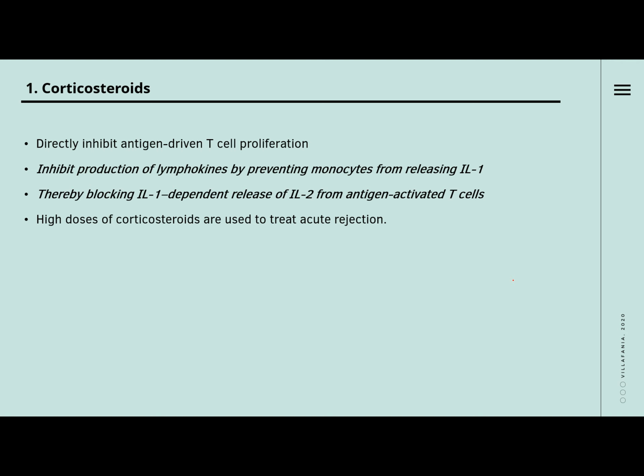An example of immunosuppressive agents class is your corticosteroids. Corticosteroids would inhibit antigen-driven T cell proliferation, inhibit production of lymphokines by preventing monocytes from releasing interleukin 1, thereby blocking interleukin 1 dependent release of interleukin 2 from antigen-activated T cell. High doses of corticosteroids are used to treat acute rejection.